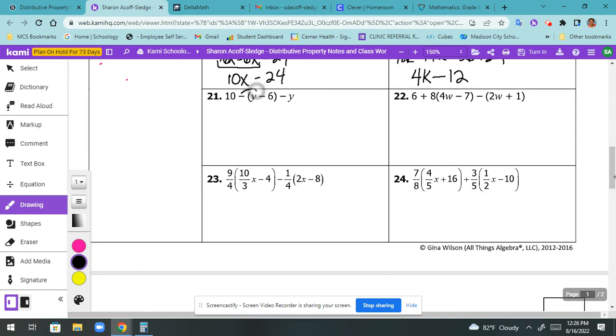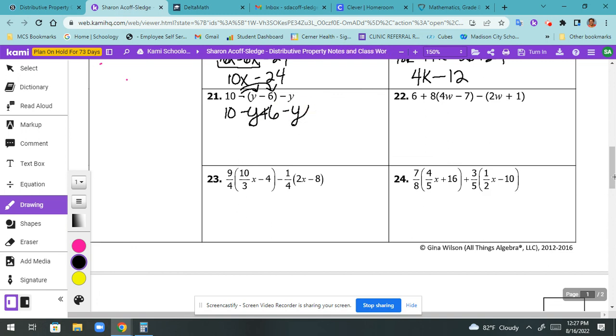Okay, so now I'm going to distribute this negative throughout this parentheses. So we only distribute it throughout the parentheses. So minus 1 times y is a minus y. Minus 1 times a minus 6 is a plus 6. And then I have that other minus y. I usually put a loop on my y so they don't look like 4s.